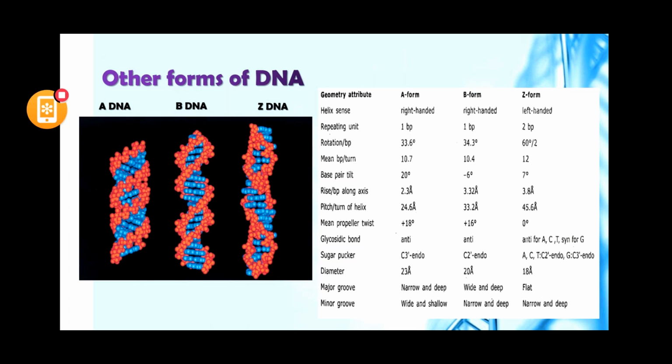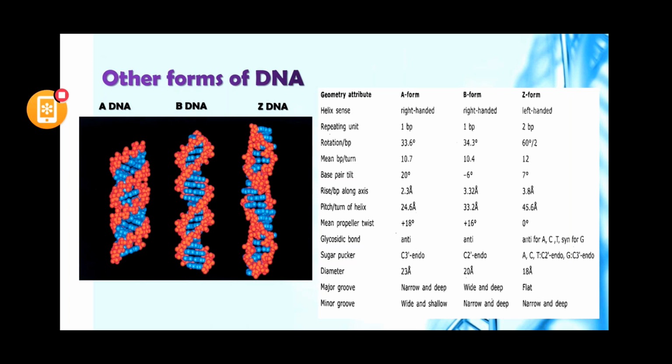Now, as compared to the B form of DNA, you can see in the figure the base pair tilt. The A form of DNA has a 20-degree base pair tilt, which means a 20-degree tilt away from the central axis. But the B form of DNA has minus 6 degrees. Not only that, there are also several differences.